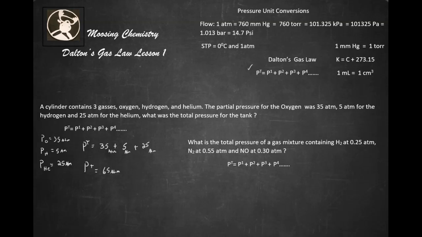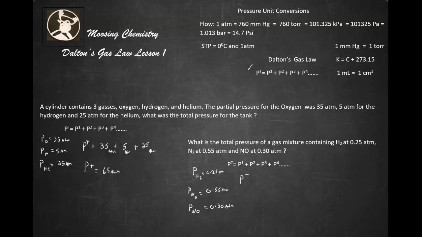All right. So what's the total pressure of a gas containing 0.25 atmospheres H2, 0.55 atmospheres N2, and NO at 0.3 atmospheres? Okay, so let's go ahead and do this. So we say the partial pressure of the H2 is going to equal 0.25 atm. The partial pressure of the N2 is going to be 0.55 atm. And the partial pressure of the nitrogen monoxide is going to be 0.30 atm.